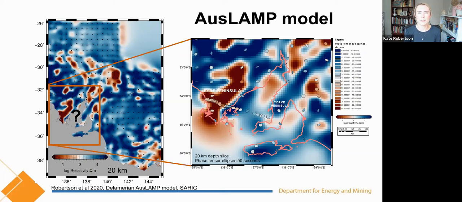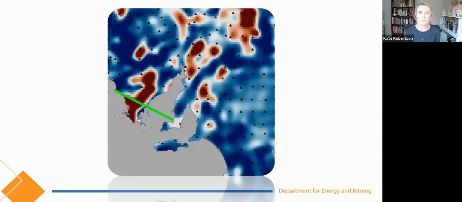This is from the land MT sites. The site spacing is every 55 kilometres, and here we're looking at a 20-kilometre depth slice. In the Gulf, you can see we've got a bit of high conductivity here and down here. It's an area where there's a lot of interest in what's happening to the features that we see on land when they enter into the oceans.